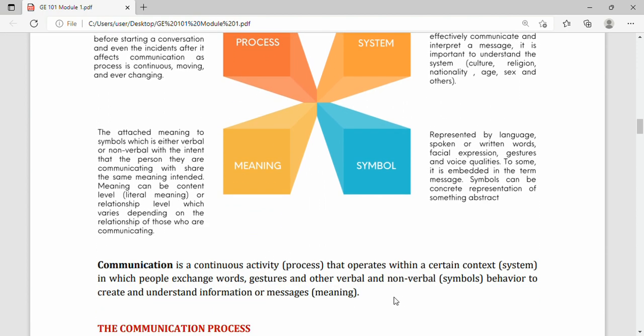All right, so this is the exact definition. Communication is a continuous activity that operates within a certain context in which people exchange words, gestures, and other verbal and nonverbal behavior to create and understand information or messages.